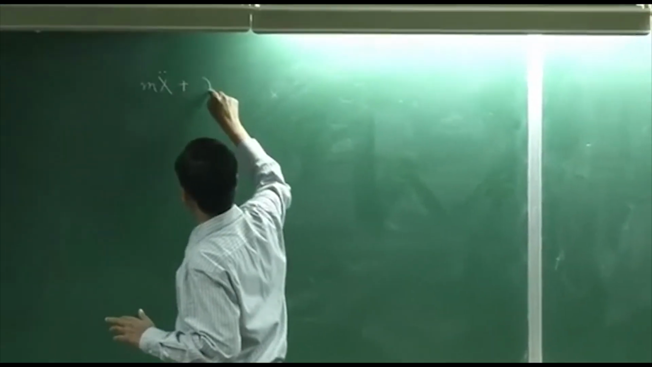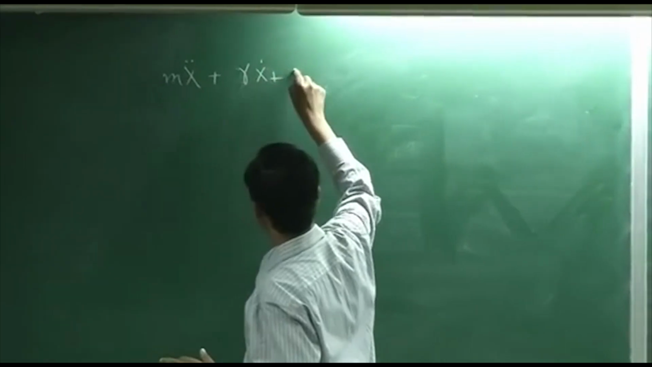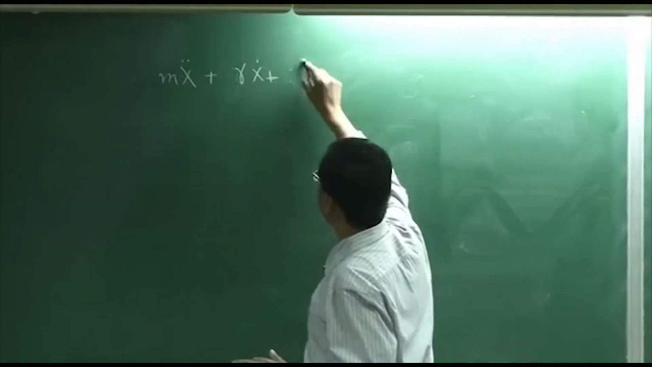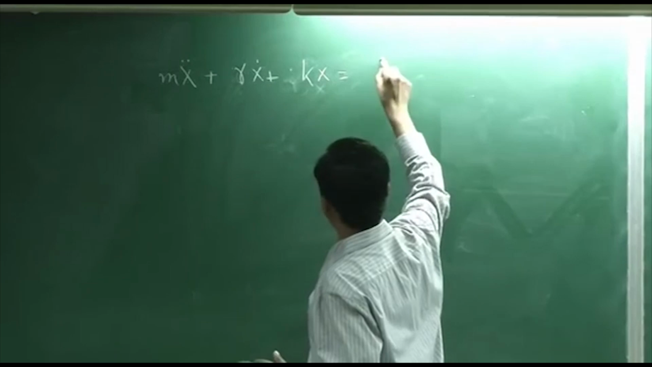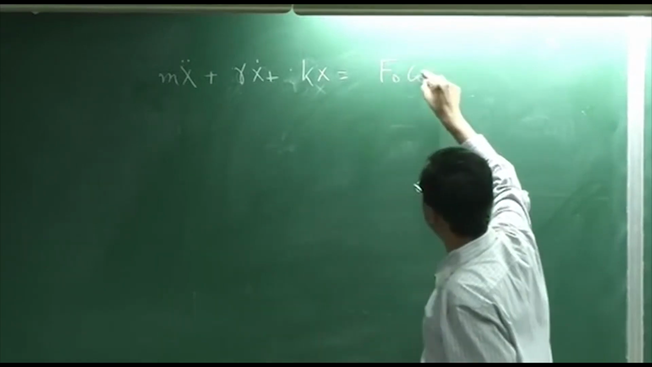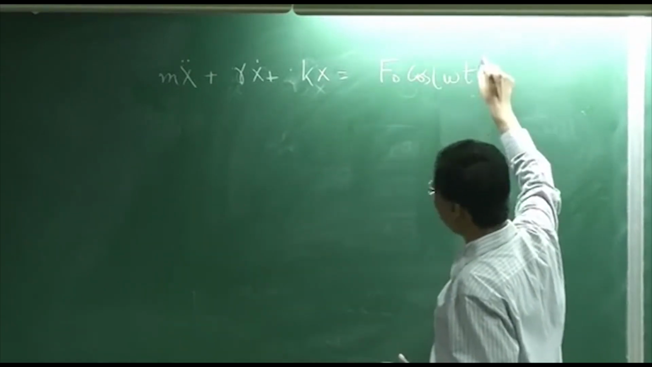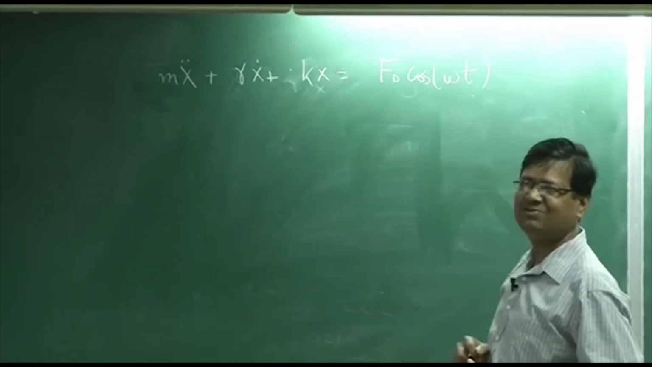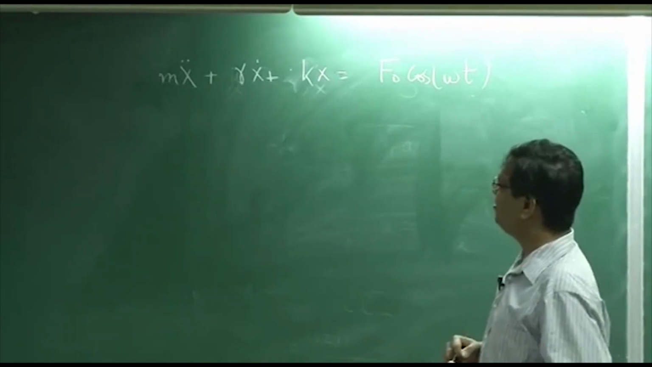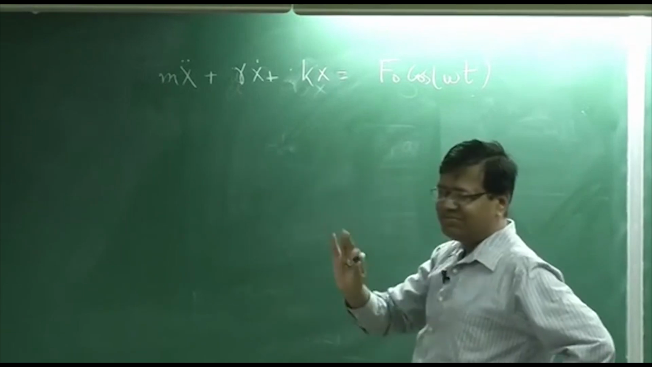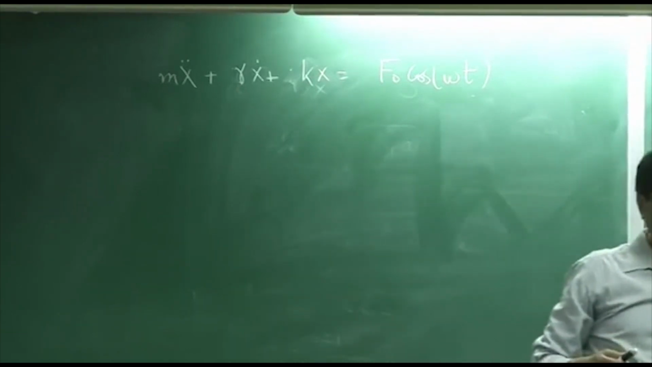M x double dot, gamma x dot, kx, forcing cos omega t. Anyway, I have 15 minutes, so I should be able to finish. Okay, so I am backtracking. I am going to do the classical oscillator quickly.